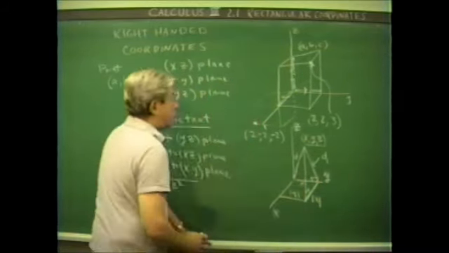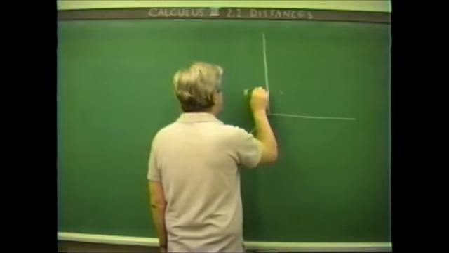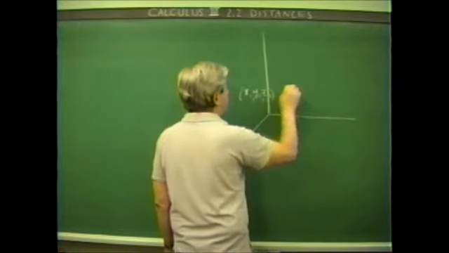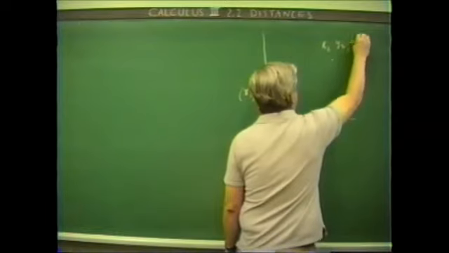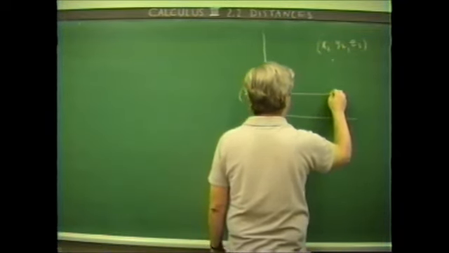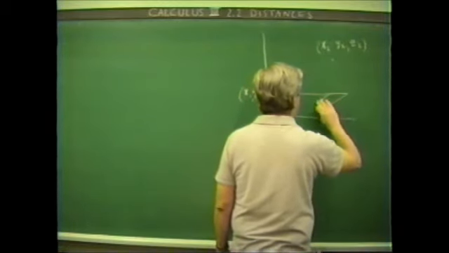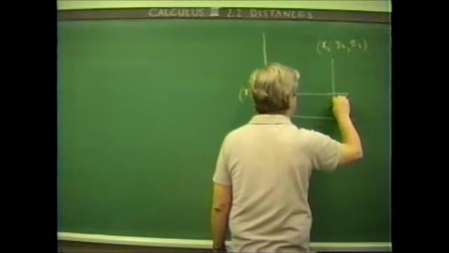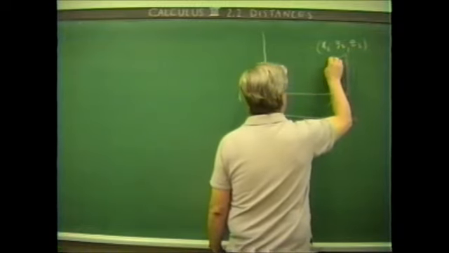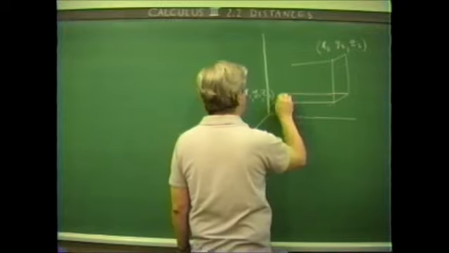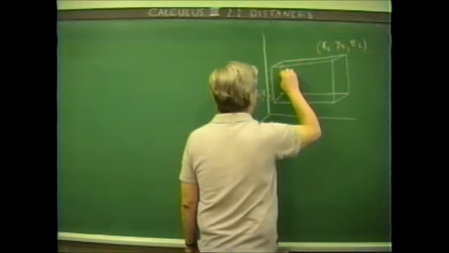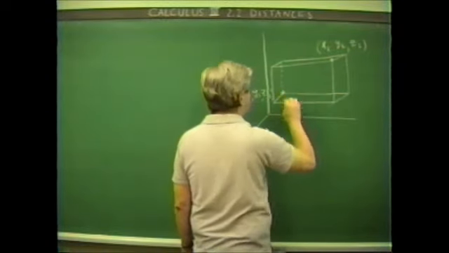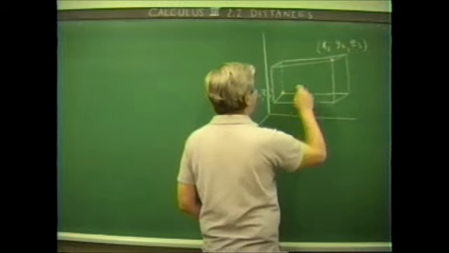Distances between two points in three-dimensional space. And so if this is the point x1, y1, z1, and over here is the point x2, y2, z2, what we can do here is draw a rectangular parallelepiped, like so, with this point at one corner, the same picture that we had here before with the point at the origin.